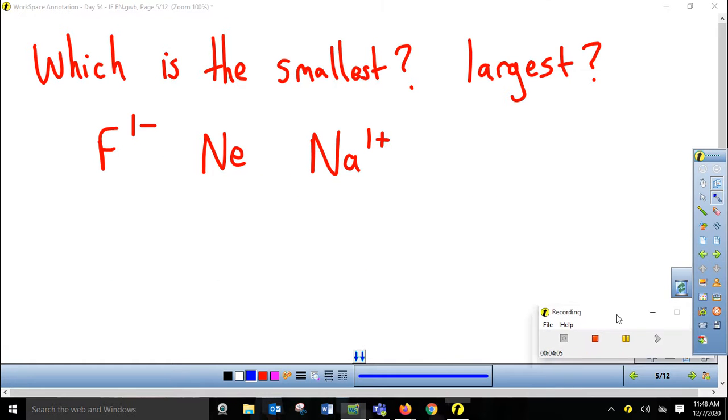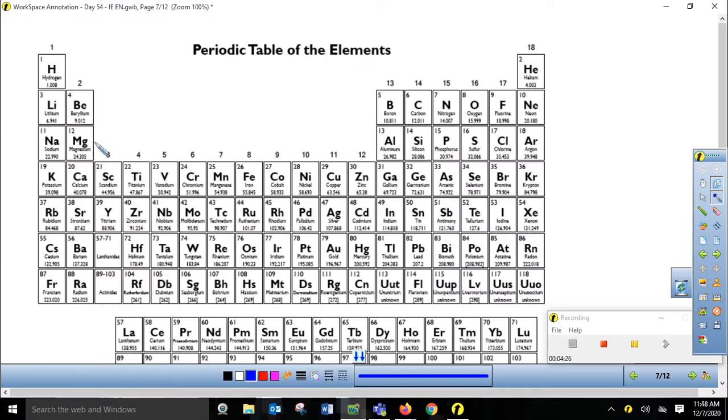Here's an application question, and you're going to see a question like this on the quiz and on the test. Which is the smallest and which is the largest? We have fluorine, which has a -1 charge, neon, which is neutral, and a sodium ion, which is +1. Oh my goodness, Mr. Lehman, how can we answer this type of question? Look at our periodic table here. We're comparing sodium, fluorine, and neon. So how do we do that?